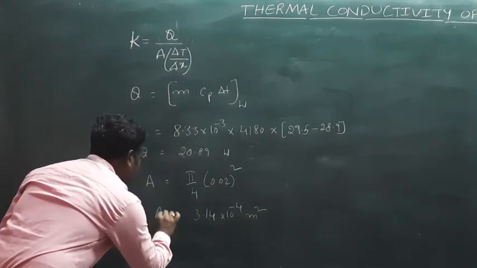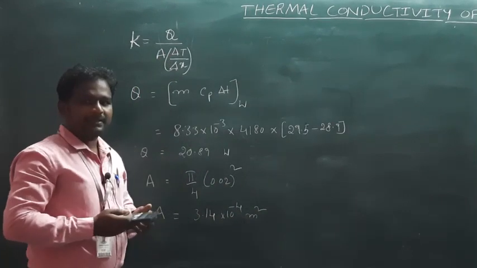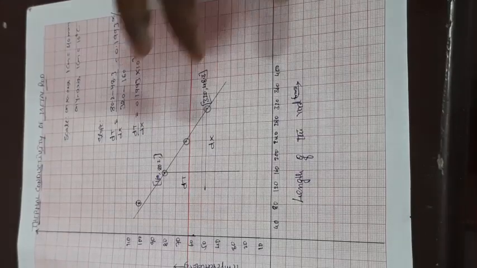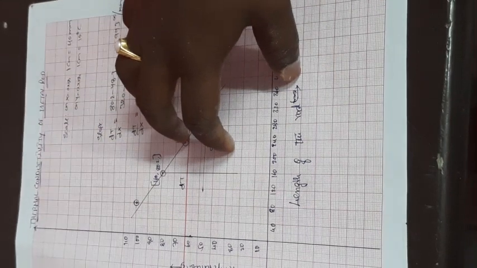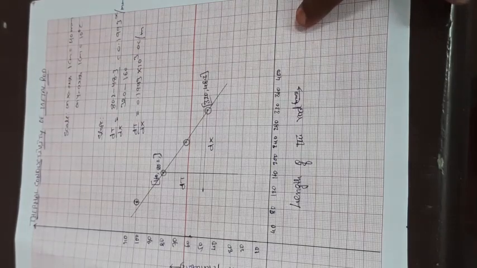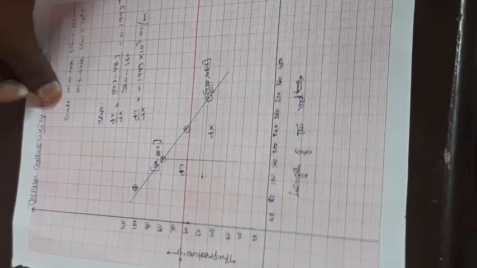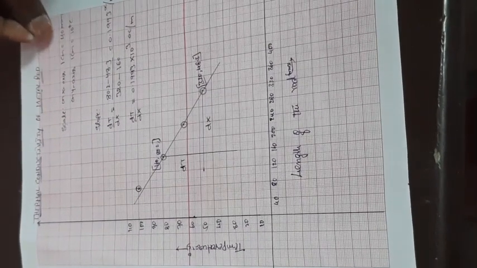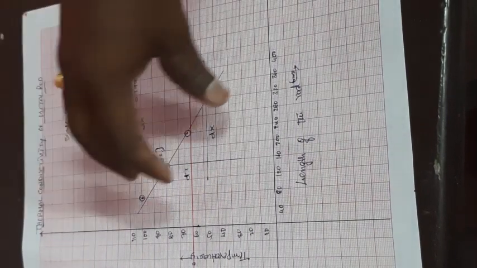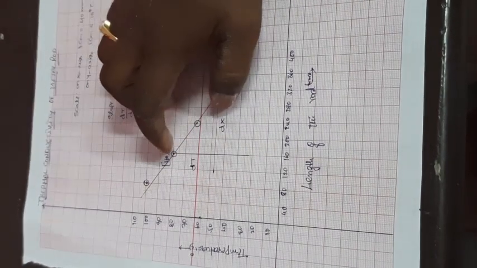Come to the temperature gradient, that is delta T by delta x, and the delta T by delta x value is calculated by using the graph. Let us see the graph. This is the graph plotted by using the steady state values. The length of the rod is taken on the x axis and the temperature on the y axis. The scale of the x axis is 1 centimeter equal to 40 mm and the y axis 1 centimeter equal to 10 degree centigrade. By using the values I plotted the graph here, and after that I take the slope of the graph.